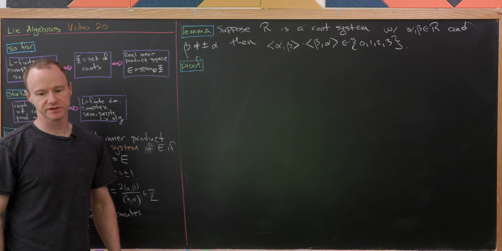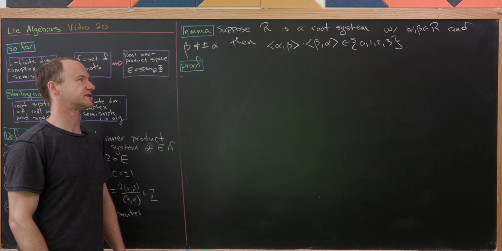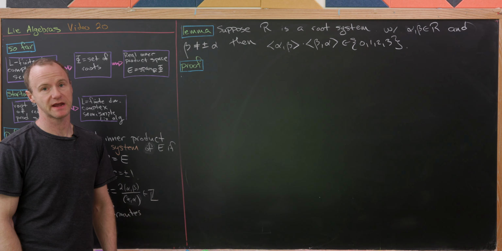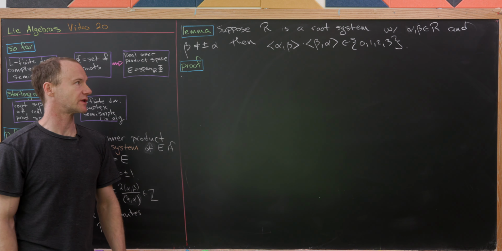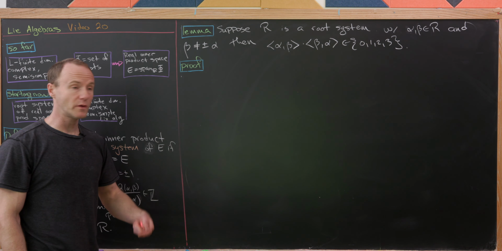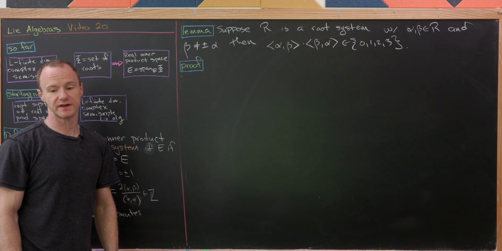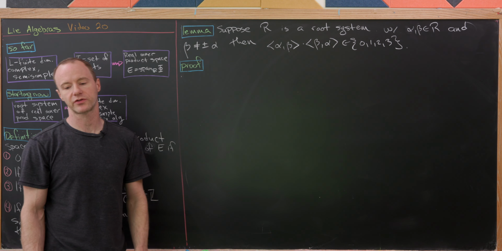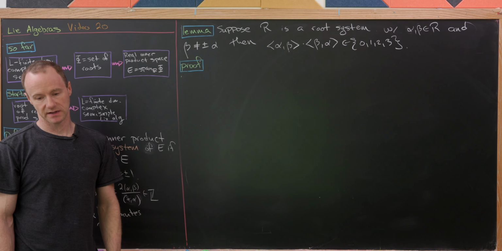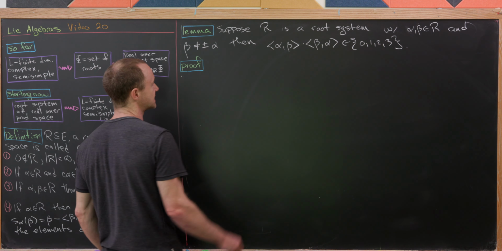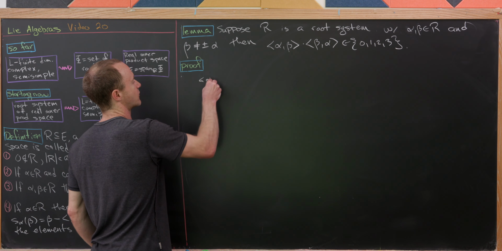Okay, so for our next result, we'll suppose that R is a root system, and we have two roots alpha and beta, where beta is not equal to plus or minus alpha. Then the only possibilities for angle bracket alpha beta times angle bracket beta alpha is 0, 1, 2, or 3. Okay, nice. So let's get to it. So let's just do a straightforward calculation.